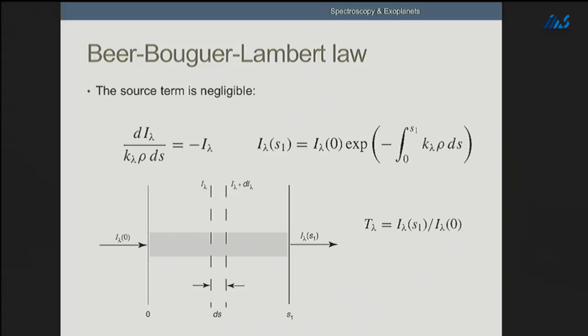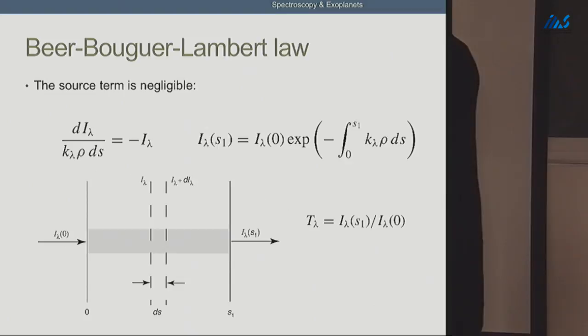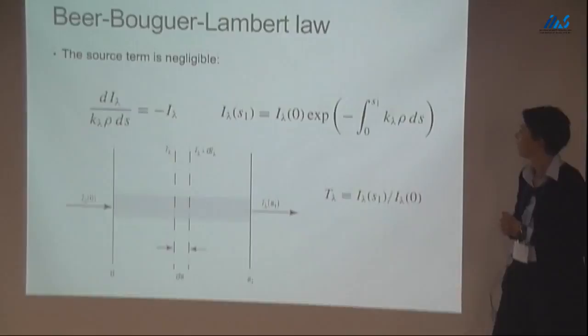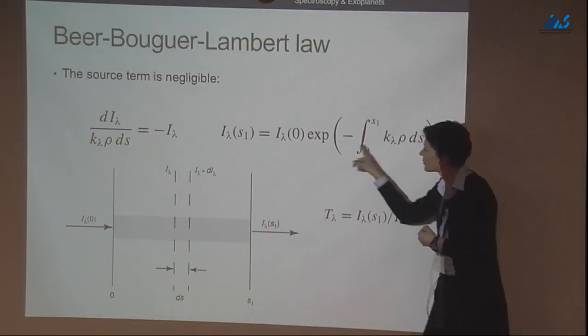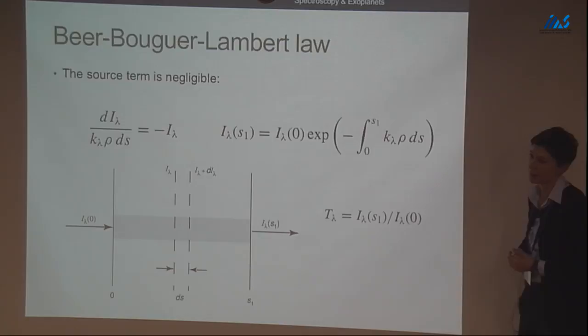The equation reduces to this, and it's very easy to separate the variable and get an integration like this. And this solution tells me that if I start with an intensity of radiation I0, then after my radiation has gone through the medium, some of this radiation will be absorbed and it will decrease basically exponentially. What is important here is to look at what are the factors that are determining this absorption.